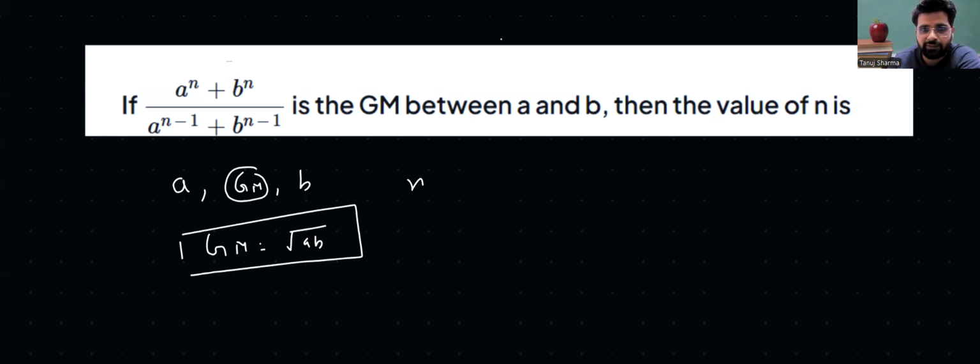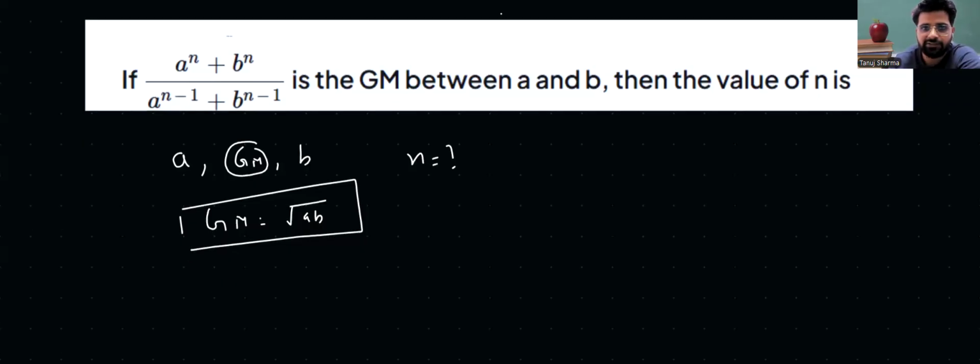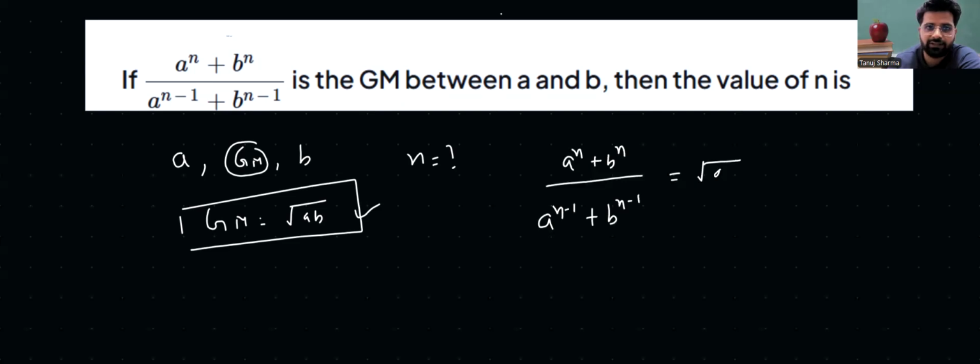If (a^n + b^n)/(a^(n-1) + b^(n-1)) is the geometric mean, we know that the GM between a and b is root of ab. So according to our question, (a^n + b^n) divided by (a^(n-1) + b^(n-1)) must be equal to root of ab, because this is also in between a and b.